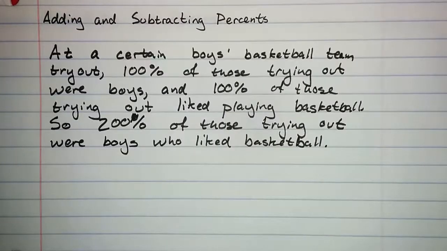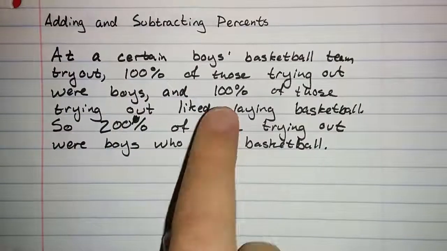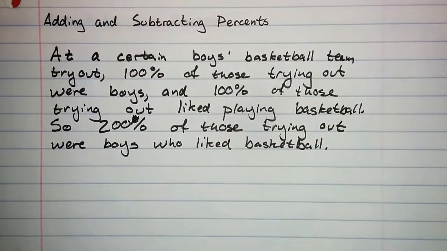So let me give you an example first where it definitely doesn't make sense to add percents. At a certain boys' basketball team tryout, 100% of those trying out were boys, and 100% of those trying out liked playing basketball. So 200% of those trying out were boys who liked basketball. This is clearly dumb, right? This is clearly not the case. It does not make sense to add this 100% to this 100%.